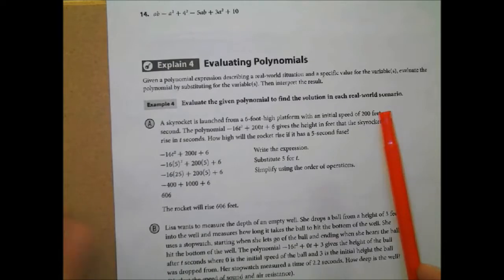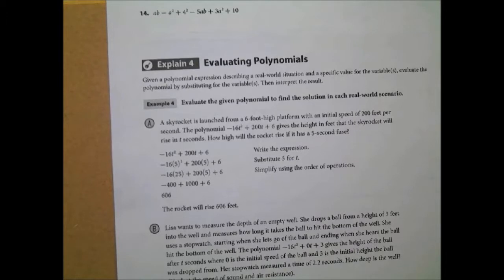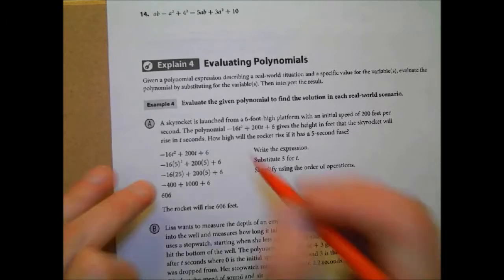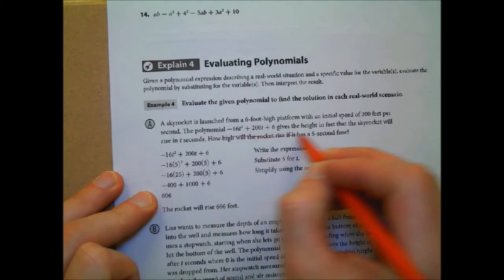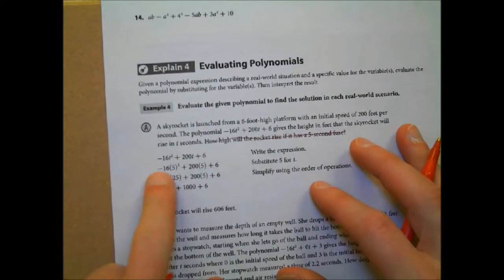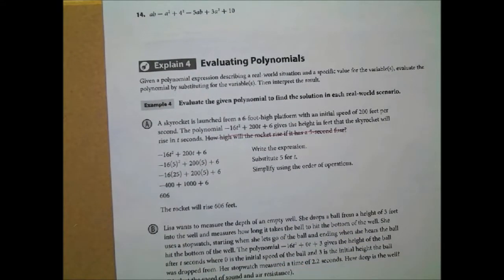Where did the 16 come from? This is a poorly written question. The negative 16 has to do with the acceleration due to gravity. It's negative 16 because gravity is acting against the rocket. They didn't talk about that part, right?